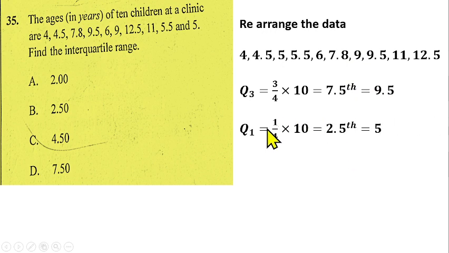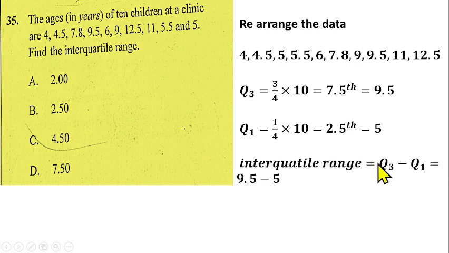Then you can find our Q1, which is the lower quartile. 1 over 4 times 10 gives us 2.5. This is 1, 2, then this 2.5 gives us 5. So our interquartile range will be Q3 minus Q1, which is 9 minus 5, not 9.5. So 9 minus 5 is 4.5.